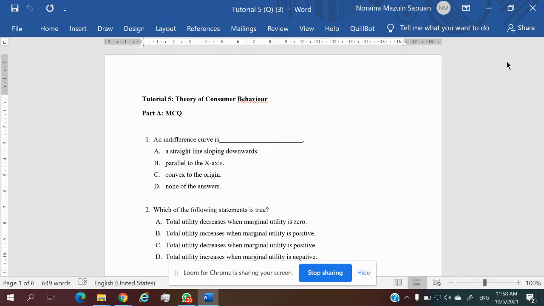For this tutorial, we have 2 parts. Part A is MCQ that consists of 10 questions. And the second part, part B, is the structured question where we have a few calculation questions. Okay, so let's look at our part A first.